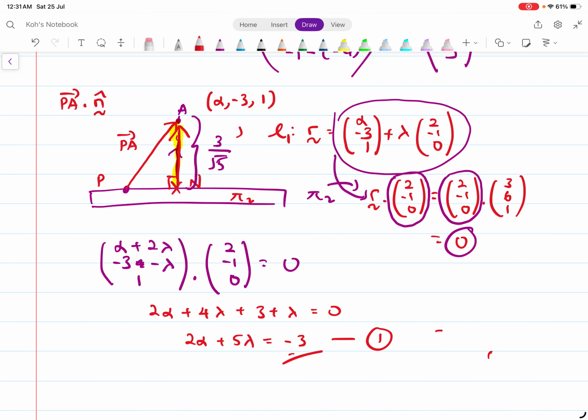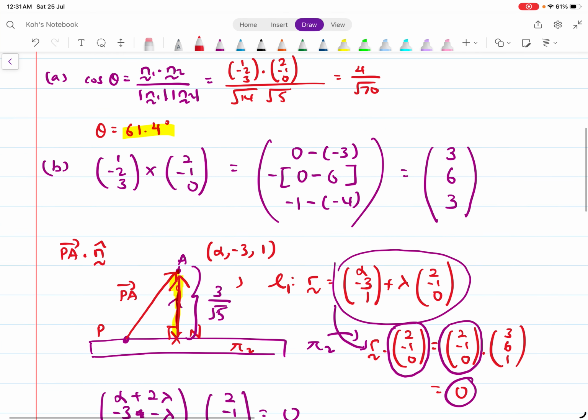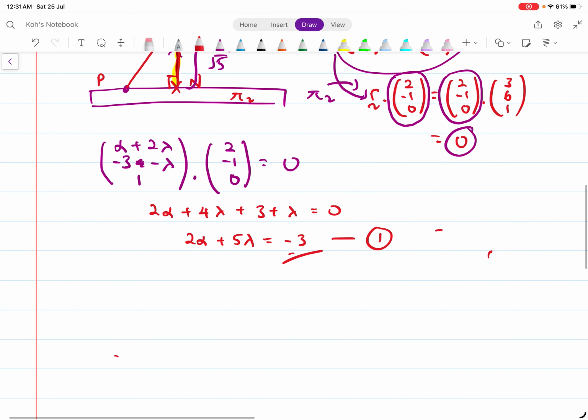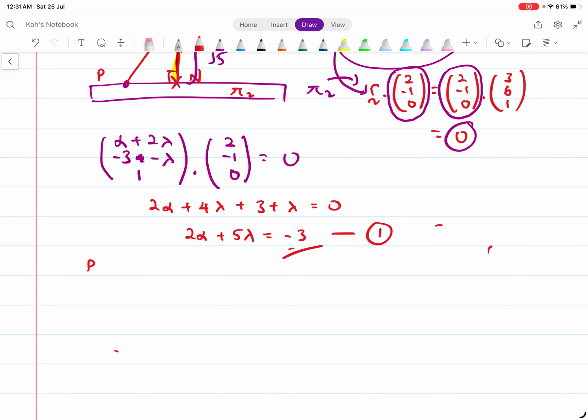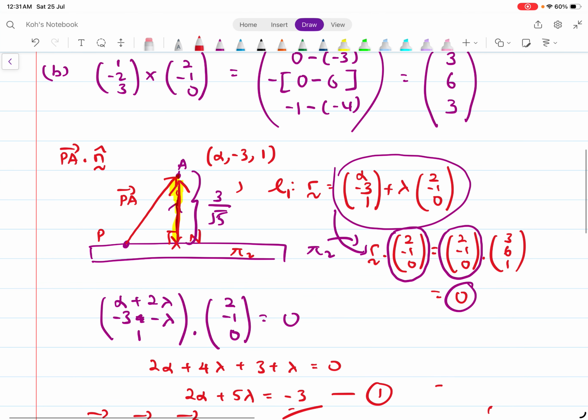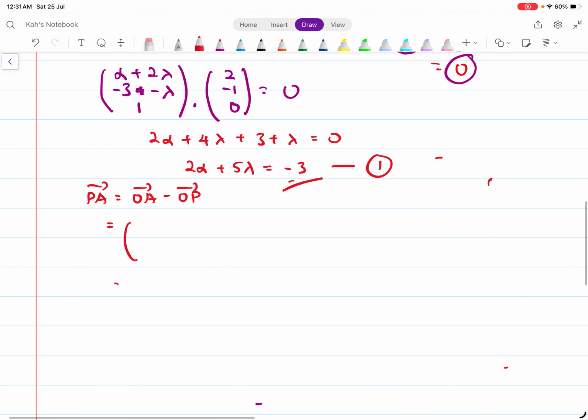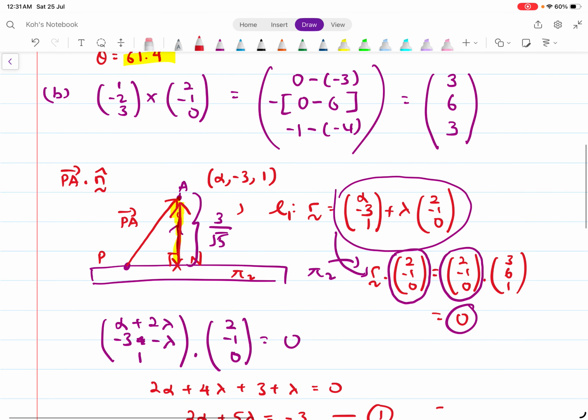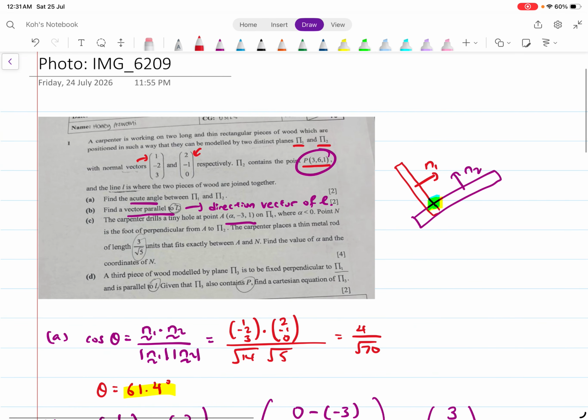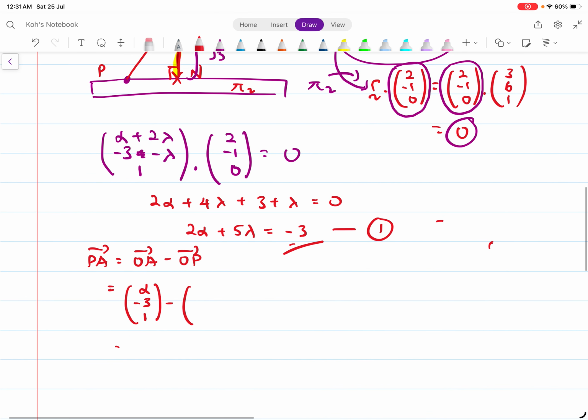Let's try this. Point P is (3, 6, 1). So PA is equal to OA minus OP. OA is (alpha, -3, 1) minus OP, and OP is just lying on the plane, which is (3, 6, 1).